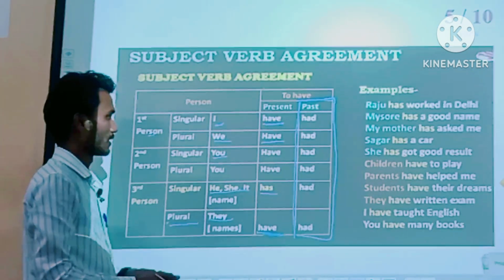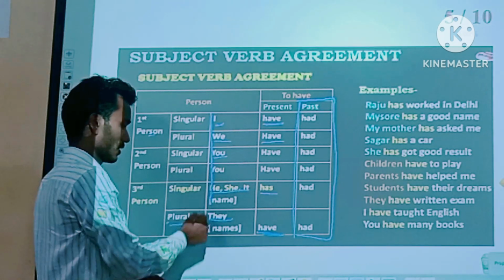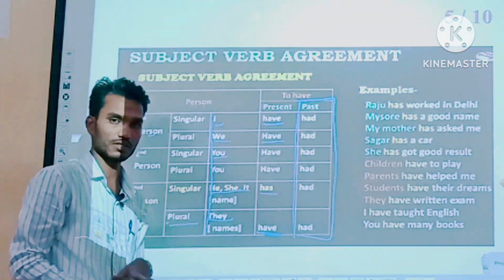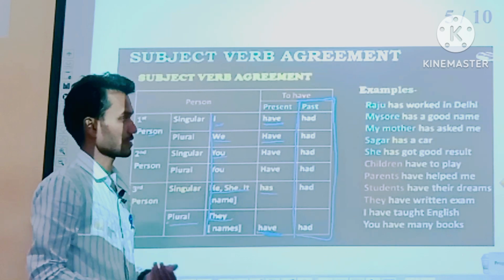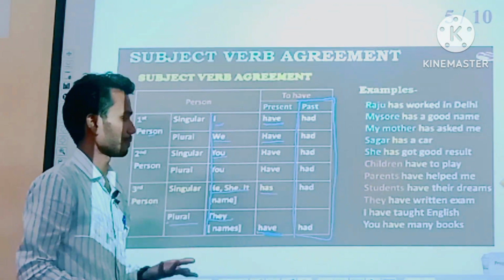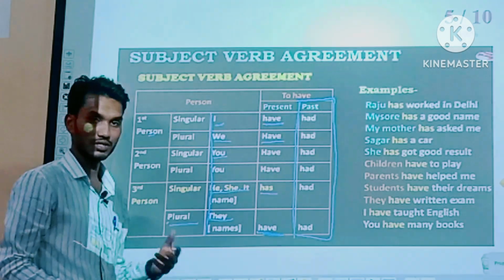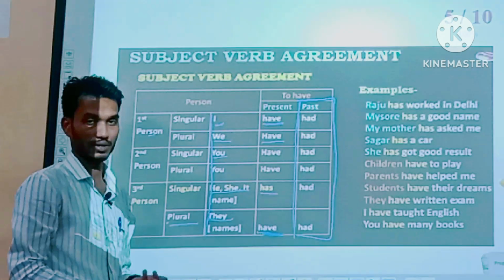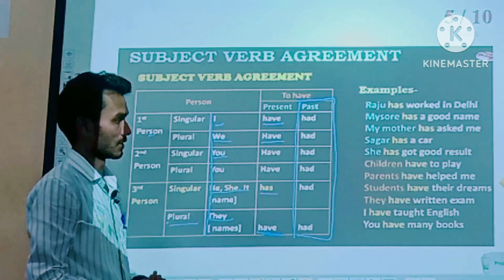be used, right? Whatever the subject here is, whether the subject is singular or plural, but in past tense, we should use had. I had a pen, we had a pen, you had a pen, she had a pen, it had a pen, and they had a pen, right?